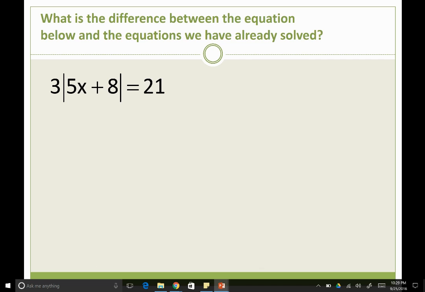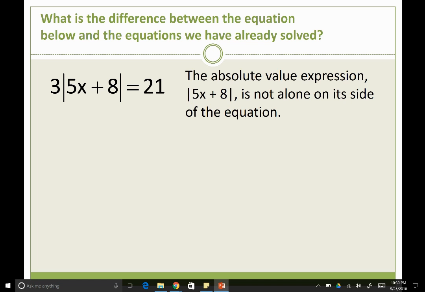All right, well, what happens though when things change a little bit? What's the difference that we see in the equation below here compared to the ones we've already solved? Hopefully you noticed it's that the absolute value bars are not alone. There's a 3 being multiplied by the absolute value bars.